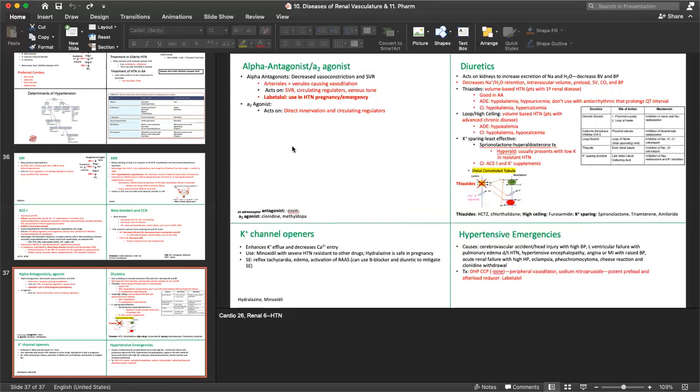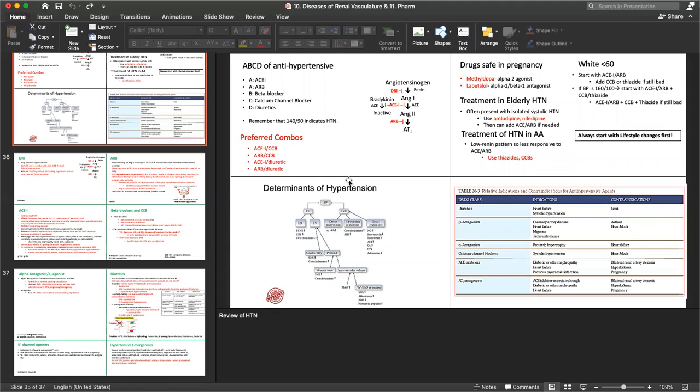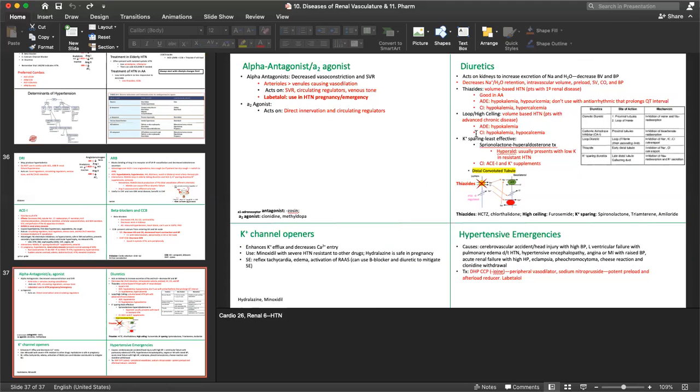We've talked a little bit about our alpha-1 antagonists, our zosins, before, like prazosin. Alpha-2 agonists are clonidine and methyldopa. They're going to act directly on innervation and circulating regulators. Labetalol we had already talked about. It can be used in hypertension in pregnancy or an emergency. See right here, labetalol, alpha-1 beta-1 antagonist.